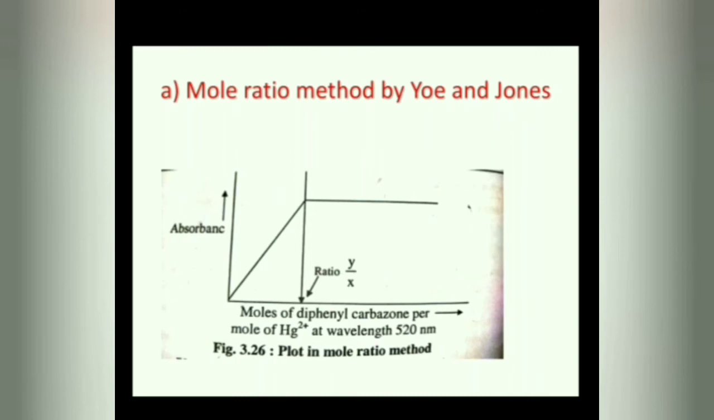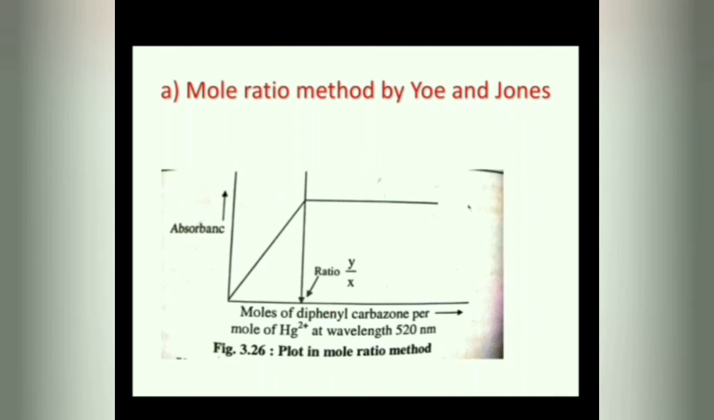Now the plot is expected to give a straight line from the origin to the point where equivalent amounts of the constituents are present. Okay, the curve will then become nearly parallel to the mole ratio axis after the equivalent amount of both, as one constituent becomes excess and remains unconsumed. The increase in concentration of this constituent shows no effect on absorbance at a given wavelength.